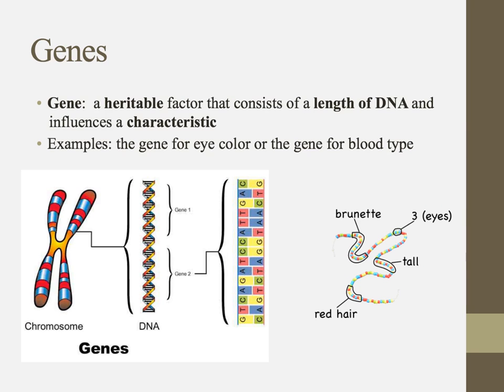All right, so here's a definition that you definitely need to commit to memory, and that is of a gene. A gene has to be something heritable, meaning passed down from parent to offspring. So it can't be something that you acquire during your lifetime, like a tattoo or a nice haircut. It has to be something in the DNA, and it's a length of DNA, so not a whole strand, but just a section. And it influences a particular characteristic like eye color or blood type.